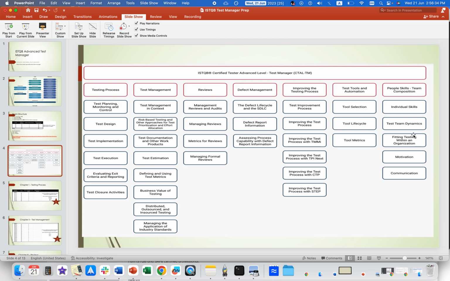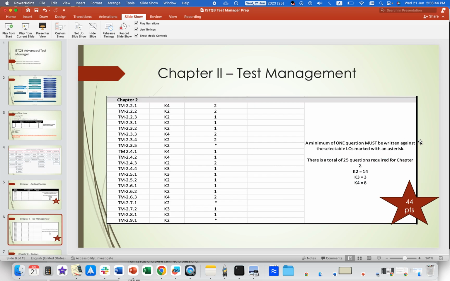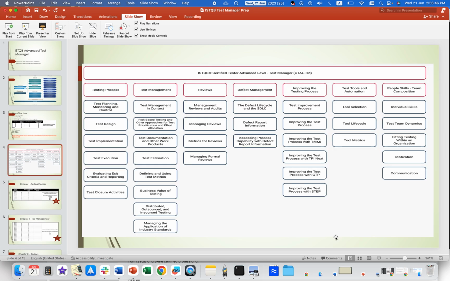Then the last chapter is people skills team composition, where you will go through and understand individual skills, test team dynamics, fitting testing within an organization, motivation and communication. So this is all the high level syllabus and the contents of each of the chapters of the test manager course. Then let's see the questions distribution for each of these chapters.